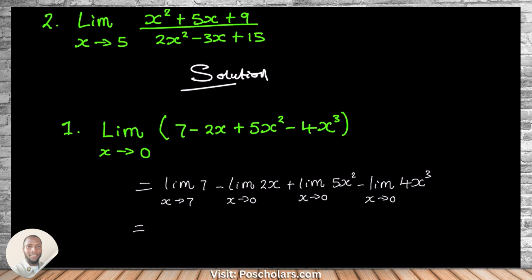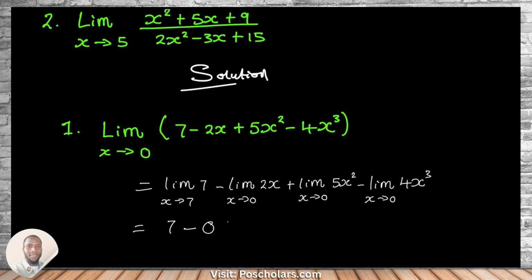Now this is a constant. This constant is just 7. As x tends to 0, there's nothing there. So the limit of a constant is still that constant. So the limit for this constant is still 7. Then minus. Now next, this one says limit of 2x as x tends to 0. So when you plug in 0 here, 2 times 0 gives 0. So the value of this function 2x is 0.